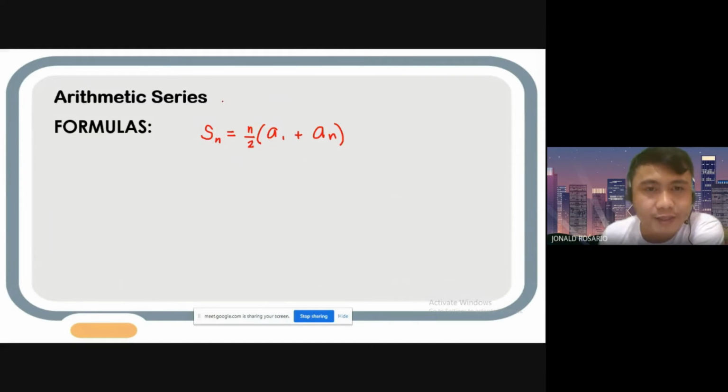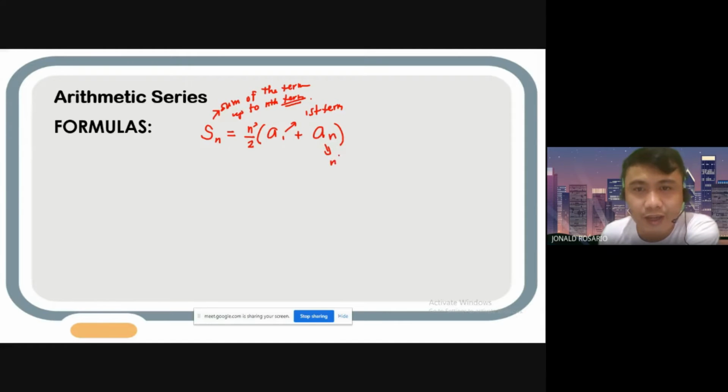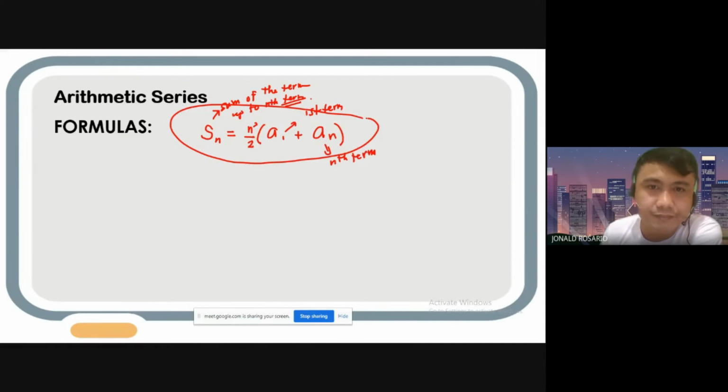Again, S sub n is the sum of the terms of the sequence up to the nth term. And n, of course, is the position of our term. If it's the 10th, our n is 10. And our a sub 1 is, of course, our first term. A sub n is our nth term. Okay, so this is our formula. Actually, we have two formulas. This is the first.